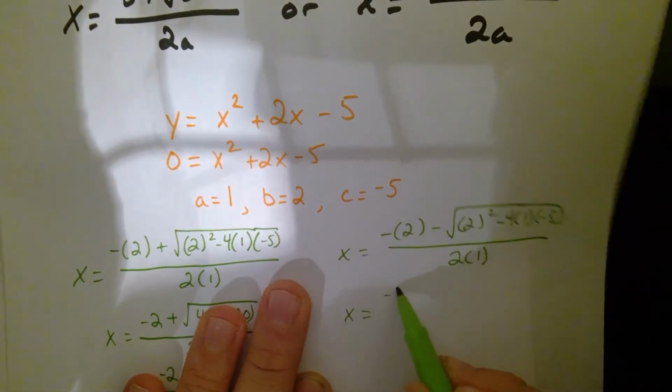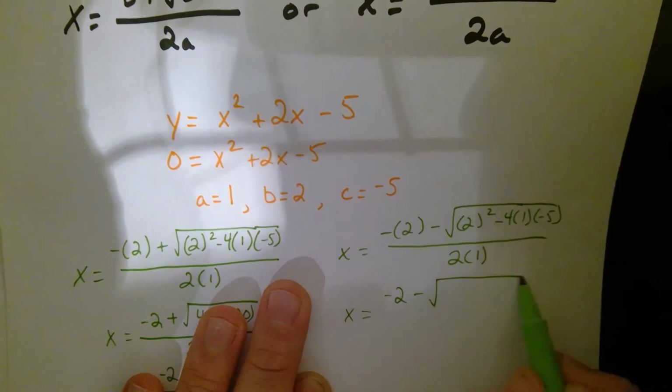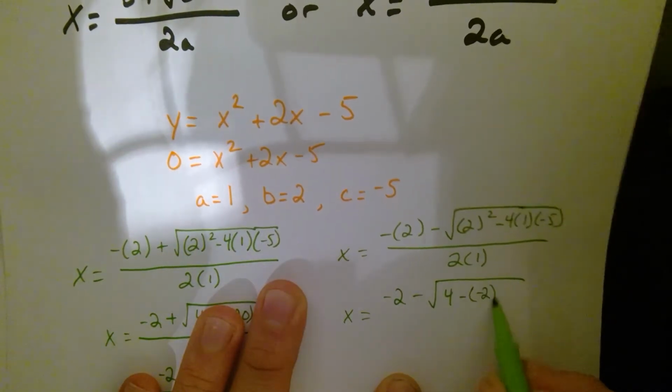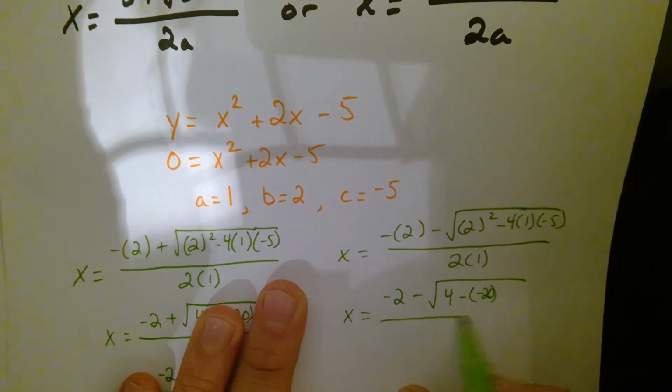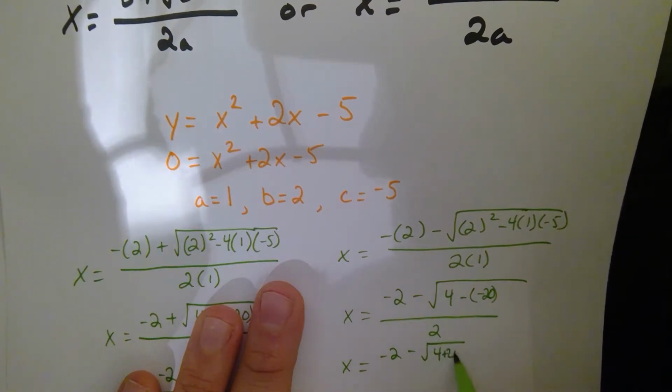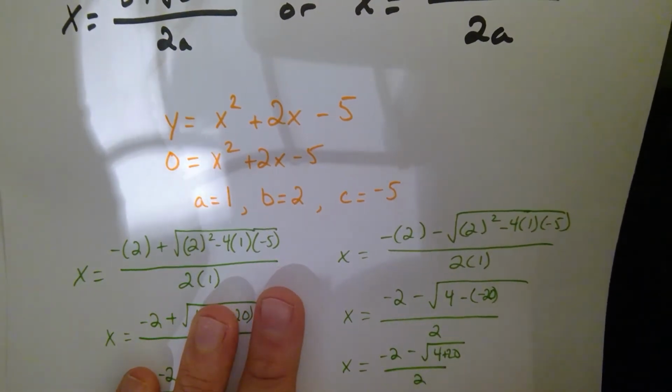So x equals -2 minus (4 minus -20), keep that in parentheses, over 2. X equals -2 minus (4 plus 20) over 2. X equals -2 minus square root of 24 over 2.